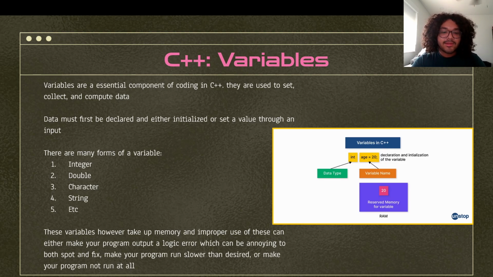And these different data types use different memory, and improper use of data and initialization can really mess with the programming, sometimes causing logic errors or causing the program to run slow. So, to use variables correctly, it's very important.